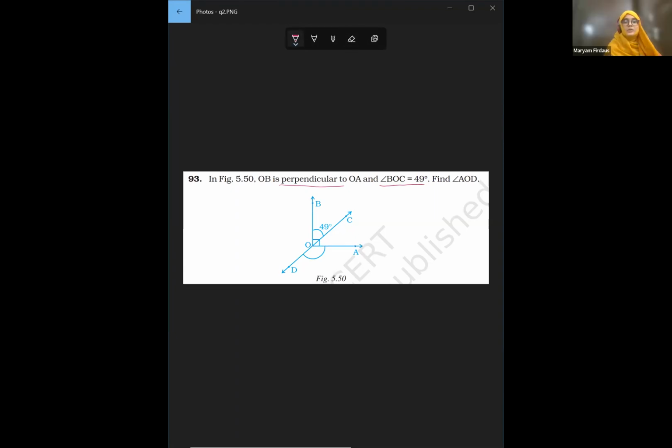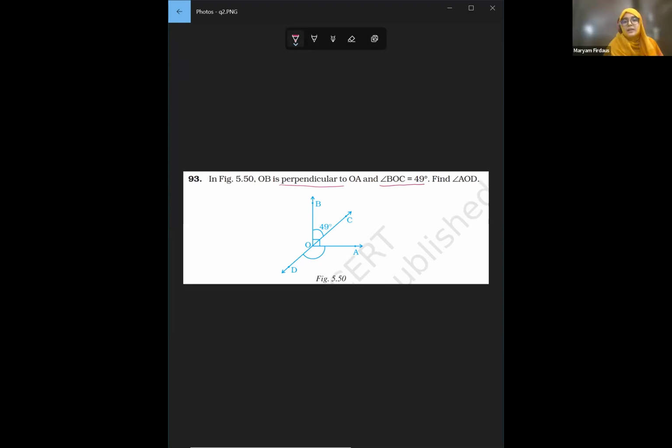And angle BOC is 49. So this angle BOC, this is 49 degrees. You have to find angle AOD, this one. How will you do that? That looks a little complicated, right? Yeah. Okay. That's like a reflex angle.